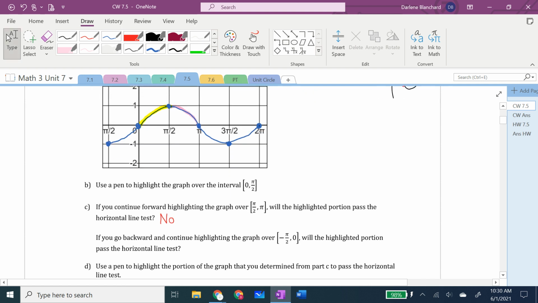The next part of part C. If you go backward and continue highlighting the graph from negative pi over 2 to 0, it looks like I cut off my negative sign there. Will the highlighted portion pass the horizontal line test? So if I look at just this yellow piece with the green piece, just those two together, do you see that those two will pass the horizontal line test?